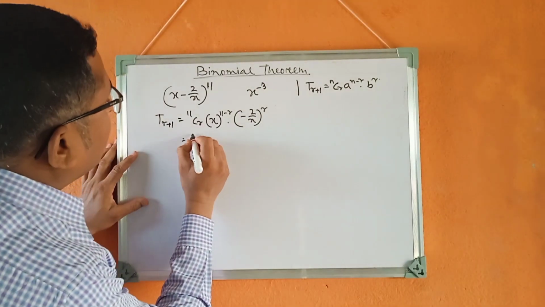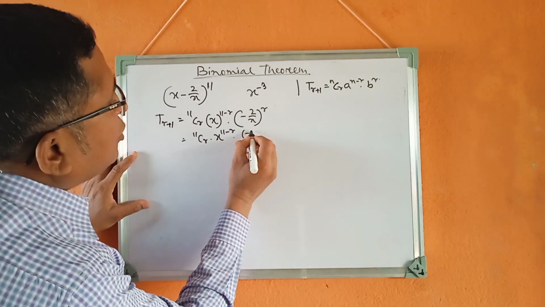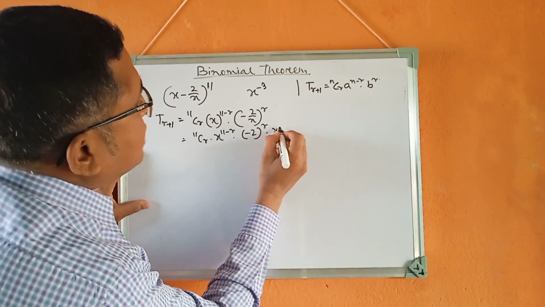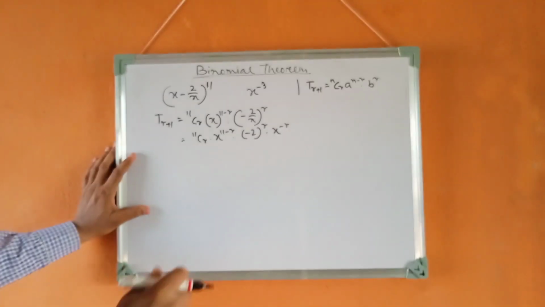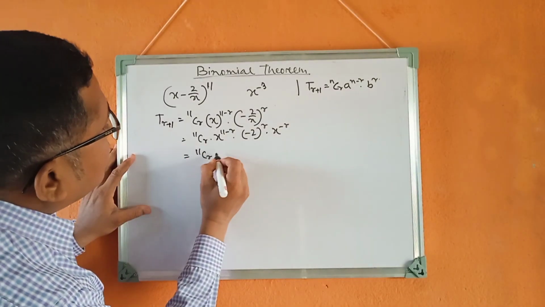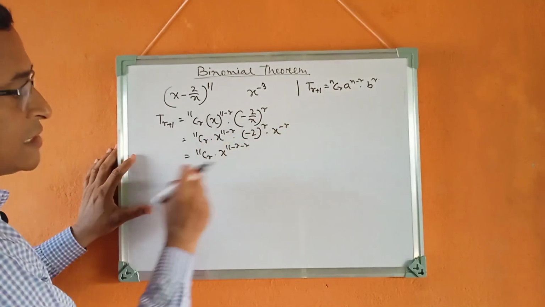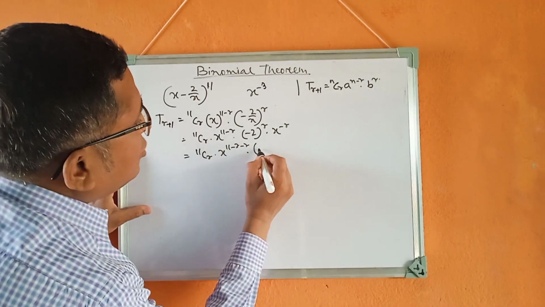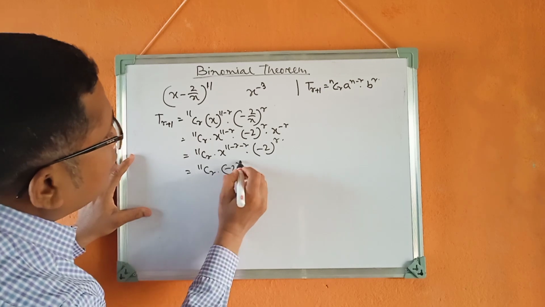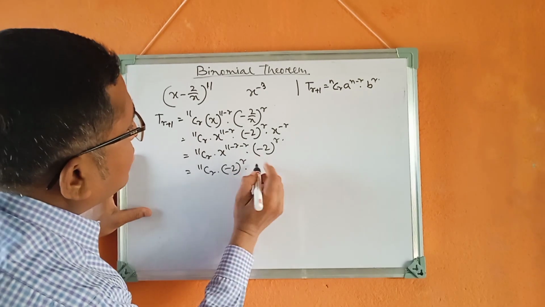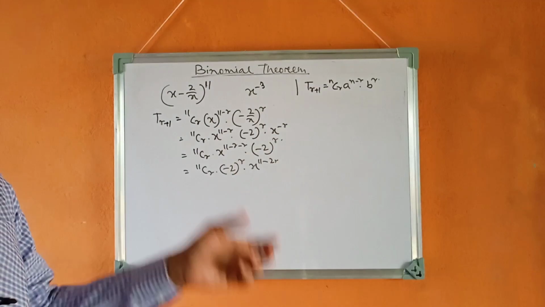This is the r plus 1 term. Calculate 11Cr into x to the power 11 minus r into (minus 2) whole to the power r into (1 by x) whole to the power r. We can write this as x to the power minus r. So 11Cr into x to the power 11 minus r, and here is also minus r, so x to the power 11 minus 2r into (minus 2) whole to the power r. So we get 11Cr into (minus 2) whole to the power r into x to the power 11 minus 2r.